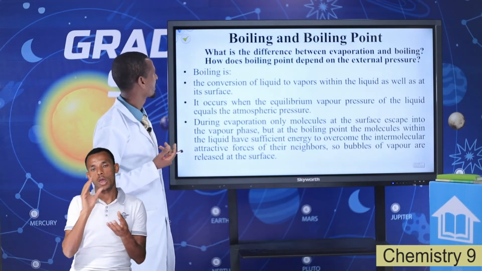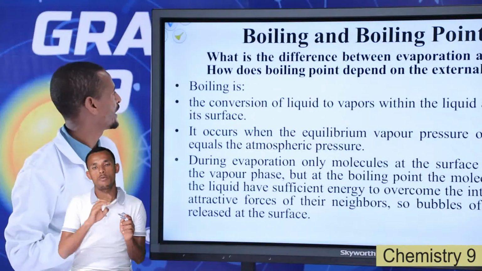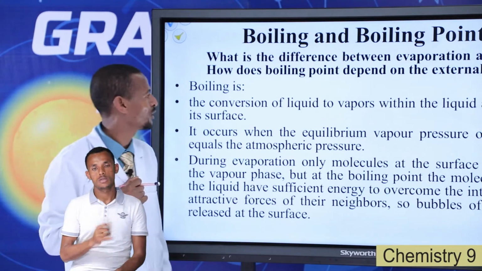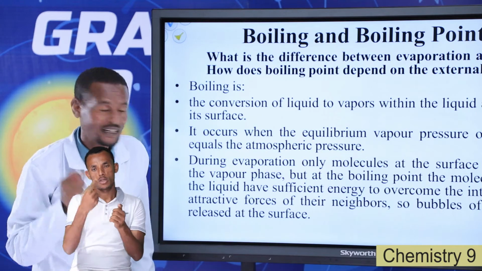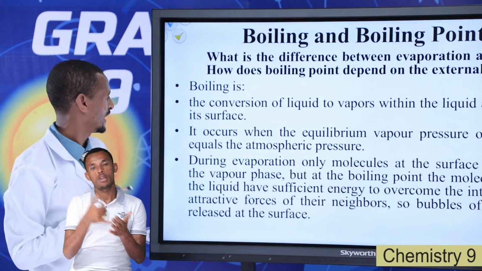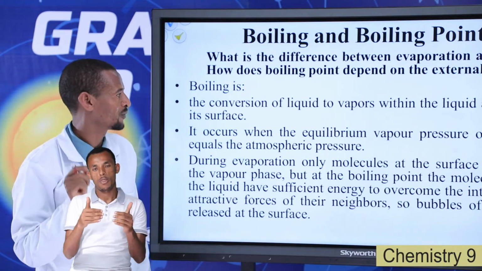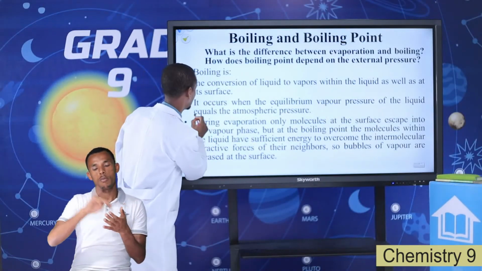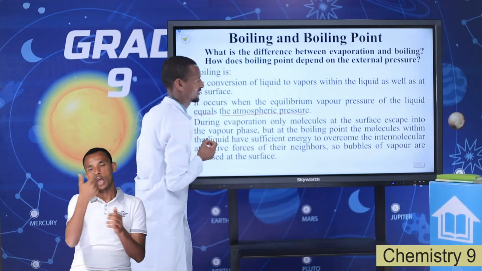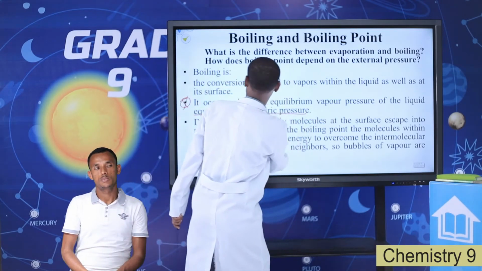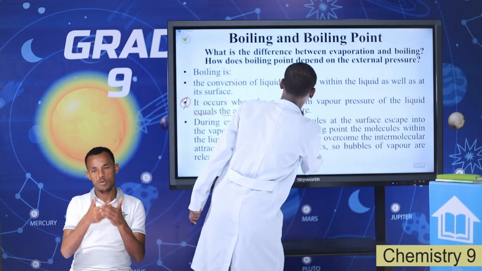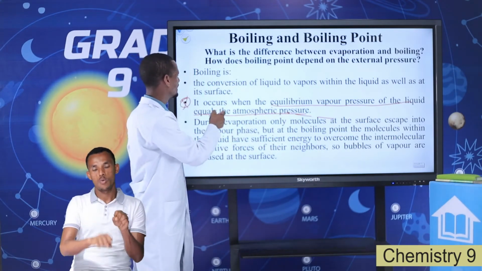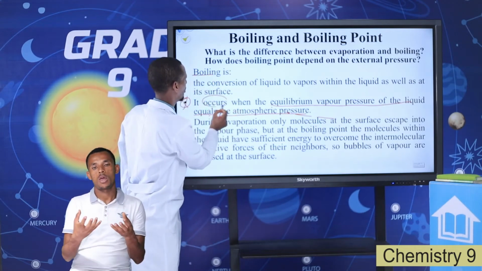Boiling and boiling point. What is the difference between evaporation and boiling? How does boiling point depend on the external pressure? Boiling is the conversion of liquid to vapors within the liquid as well as at its surface. It occurs when the equilibrium vapor pressure of the liquid equals the atmospheric pressure. So during this time, boiling will occur.